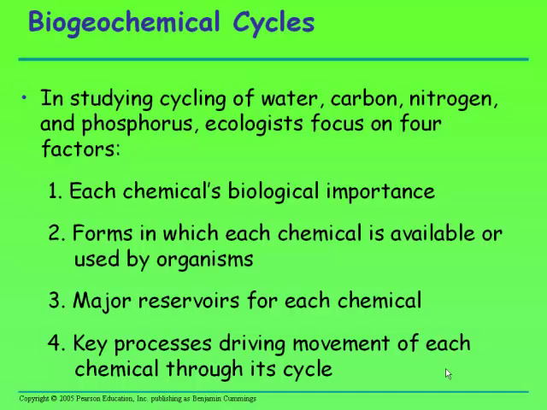So in studying the cycling of these four elements, ecologists focus on four factors: the chemical's biological importance, forms in which each chemical is available and used by organisms, the major reservoirs for each chemical, and key processes driving movement of each chemical through its cycle.